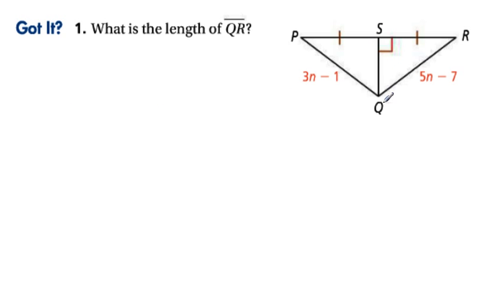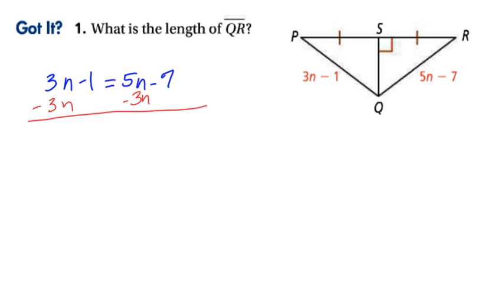Looking at the markings on the drawing, QS is a perpendicular bisector, so it is equal distance from P and R. So then we can say 3n minus 1 is equal to 5n minus 7. And I'm going to go ahead and just subtract 3n from both sides. So minus 3n and minus 3n. And then when I subtract those, I should get these two canceling. And I have a negative 1 still sitting there is equal to 2n minus 7.